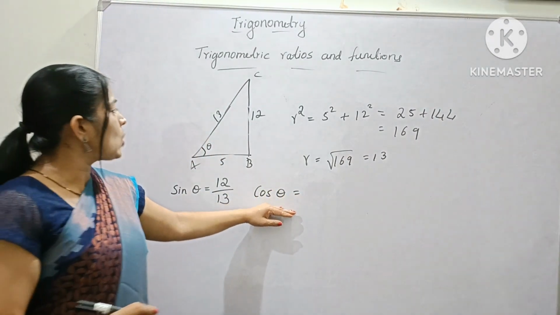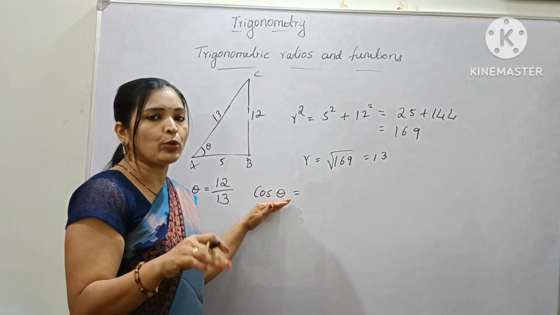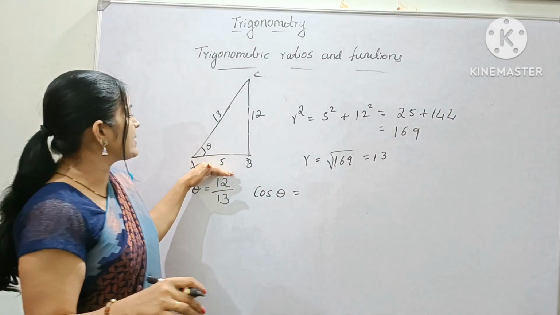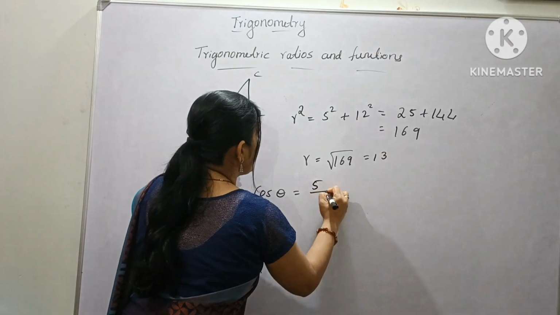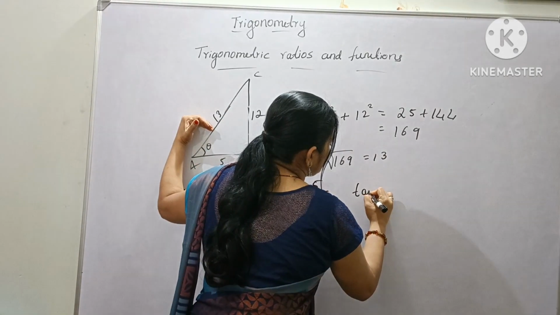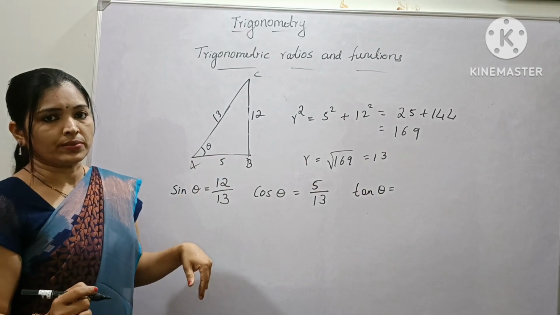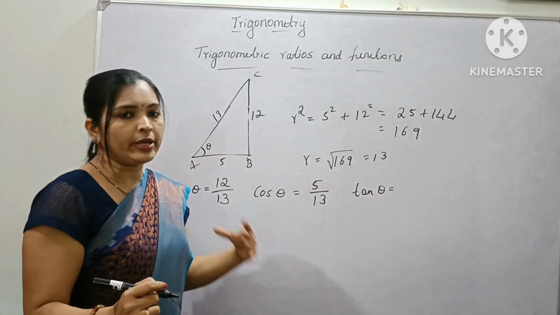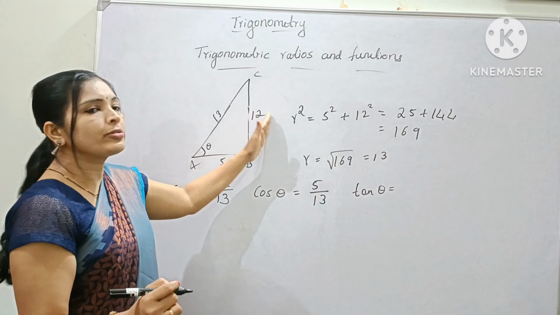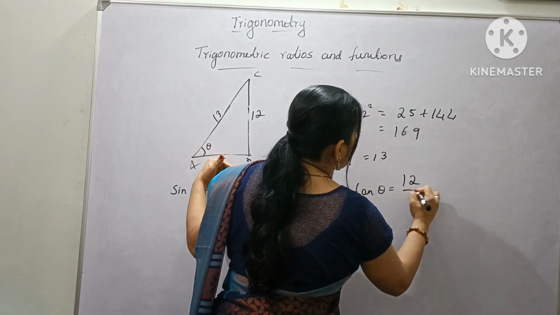Cos theta is, what is cos? Ratio of adjacent side and hypotenuse, right? So what is adjacent side? 5. 5 divided by hypotenuse, which is 13. Okay, now tan theta. Tan theta is nothing but ratio of sin and cos, right? That is sin theta divided by cos theta, or we can say opposite side divided by adjacent side, that is nothing but 12 by 5.